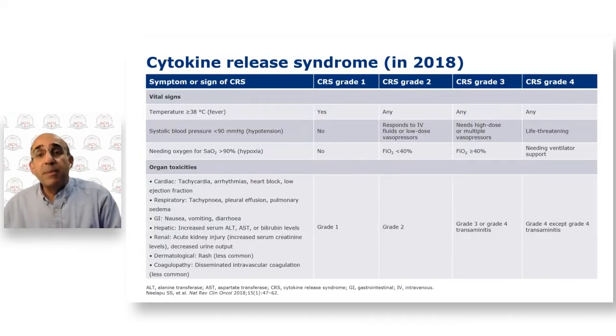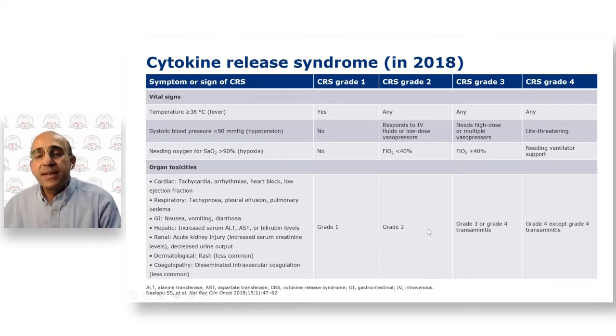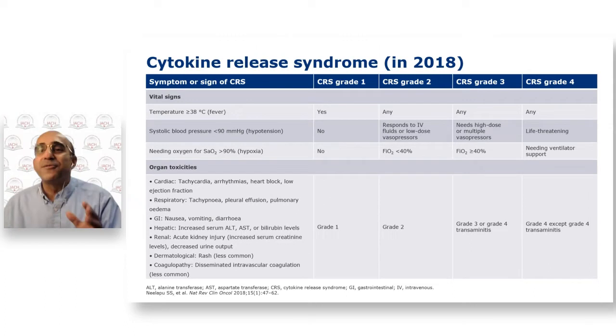And by this time, remember, we are in 2018, so that was the grading being used for symptoms and signs of CRS. You could see that he was probably somewhere between grade 2 and grade 3, because he had the fever. He didn't need high dose vasopressors, low dose, but responded to IV fluids, but definitely had a grade 2 of these symptoms, especially when it comes to the cardiac symptoms. I cannot guarantee that it was like grade 2.5, between grade 2 and grade 3.